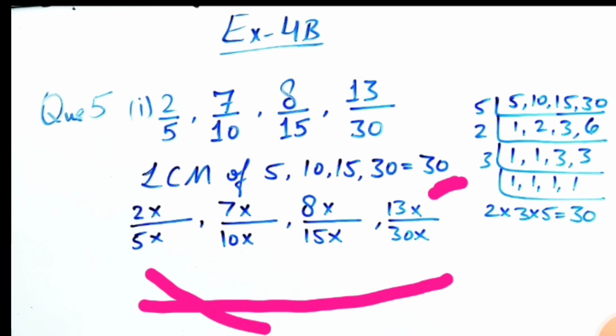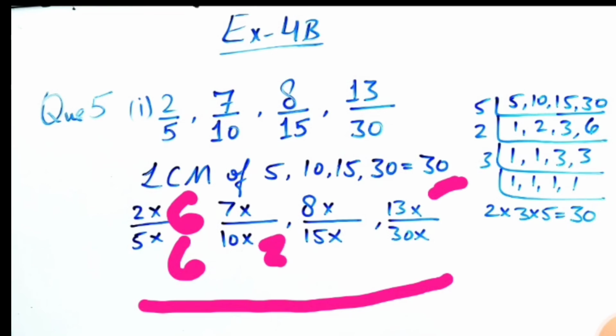Means 5 how many times will be equal to 30. So we know that 5 six times, so we'll write here 6, and the same 6 will multiply with the numerator also. Now see the second one, 10 how many times is 30, so 3 times. Here also we'll multiply by 3.